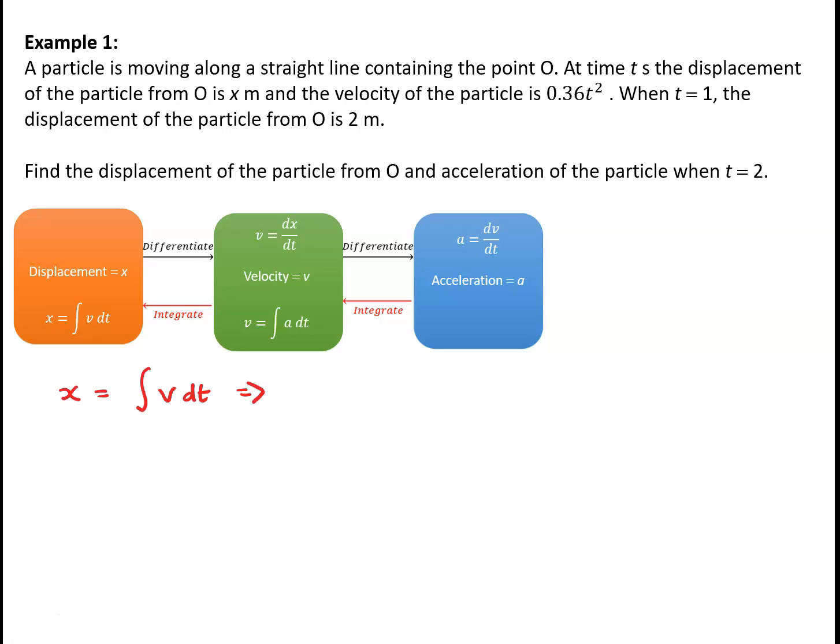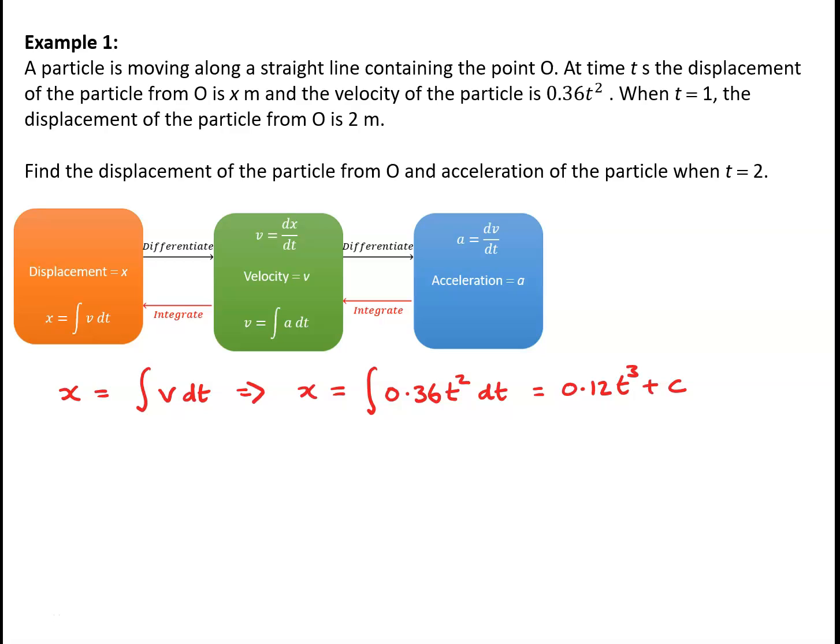So in this case, we know that we have the velocity, and if we want to move from the velocity to the displacement, we have to integrate. So x is the integral of v. So in this case, x is the integral of 0.36 t squared, which gives me 0.12 t cubed plus a constant.